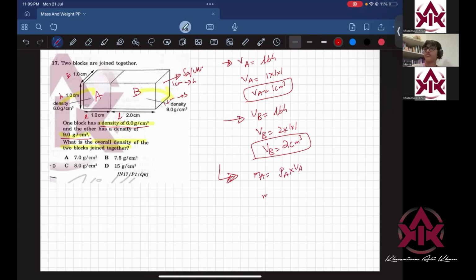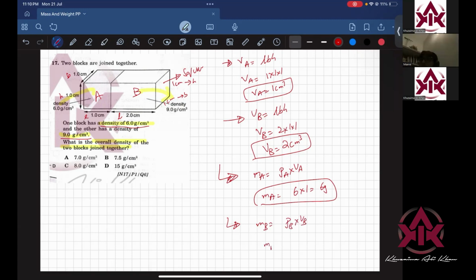So the mass of block A is coming out to be 6 into 1, right? That is 6 grams. And the mass of block B is coming out to be what? Density of block B times volume of block B. Therefore, the mass of block B is coming out to be 9 into 2, that is 18 grams, right? So now I can find the total mass of the combined blocks.